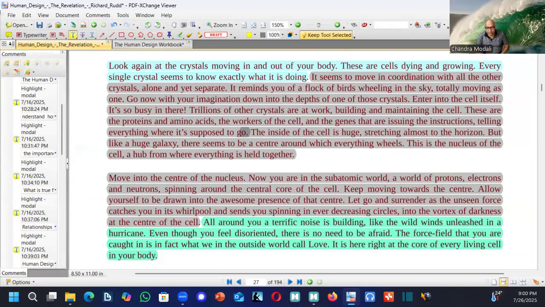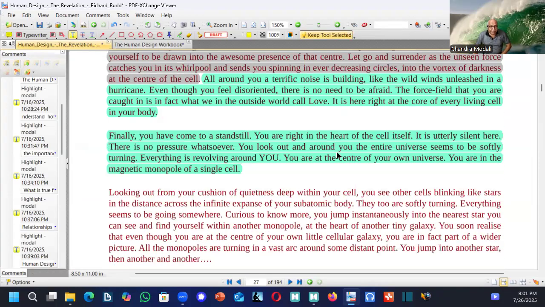All around you, a terrific noise is building, like the wild winds unleashed in a hurricane. Even though you feel disoriented, there is no need to be afraid. The force field that you are caught in is in fact what we in the outside world call love. It is here, right at the core of every living cell in your body. Finally, you have come to a standstill. You are right in the heart of the cell itself. It is utterly silent here. There is no pressure whatsoever.